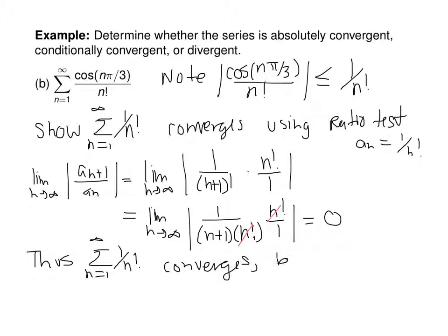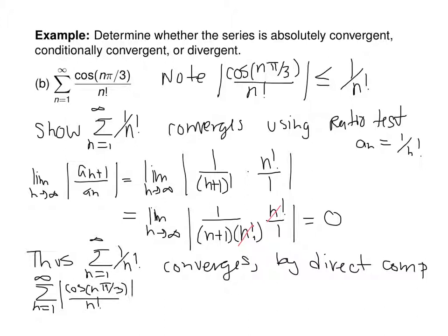And by direct comparison, the sum from n equals 1 to infinity of the absolute value of cosine n pi over 3 over n factorial also converges. So the original series is absolutely convergent.